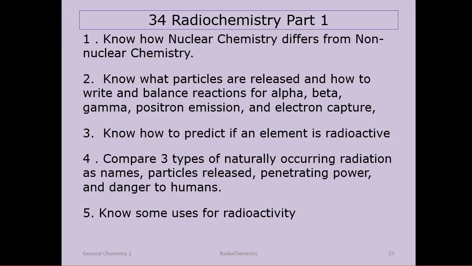And then I'd like for you to know some of the health effects of the 3 common alpha, beta, and gamma particles in terms of penetrating power, and also the ionizability, which would translate into danger. And then also know some of the common uses we make of radioactivity. And I hope that this video helps.